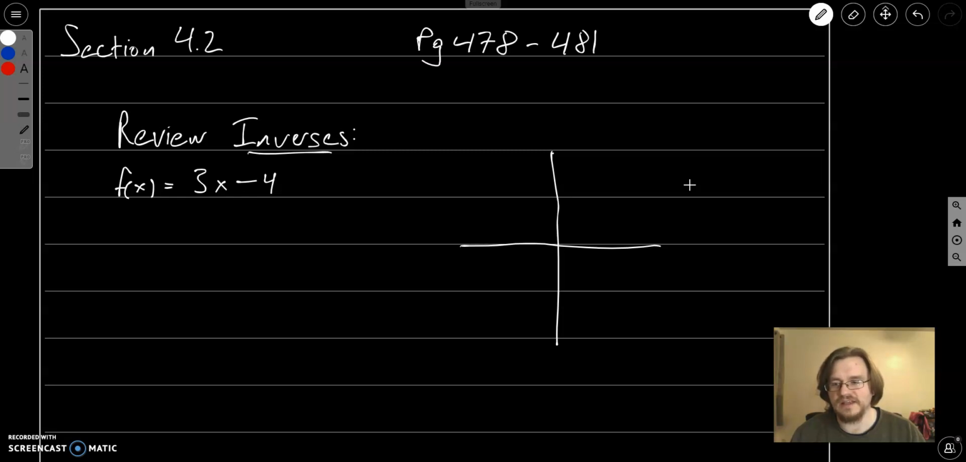We can have a function f of x is equal to 3x minus 4, and we would normally graph this like the following: y is equal to 3x minus 4. And the inverse of a function is essentially when we switch the inputs with the outputs. So if we are switching the input, which is x, with the output y, we will have x is equal to 3y minus 4 instead.